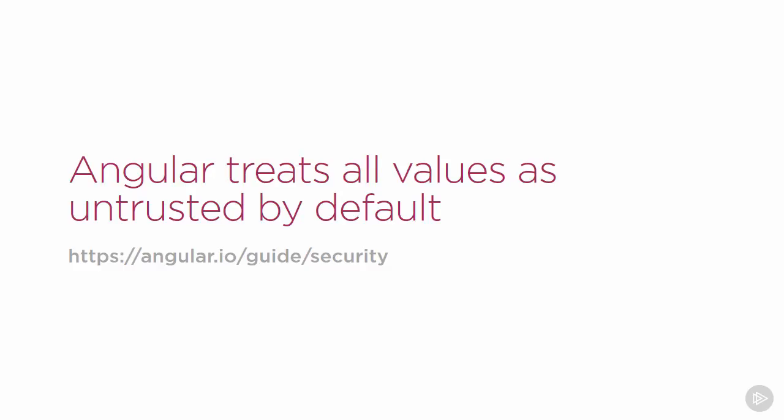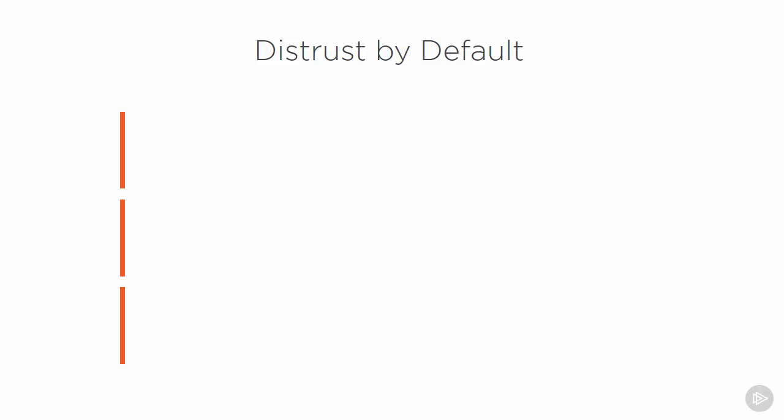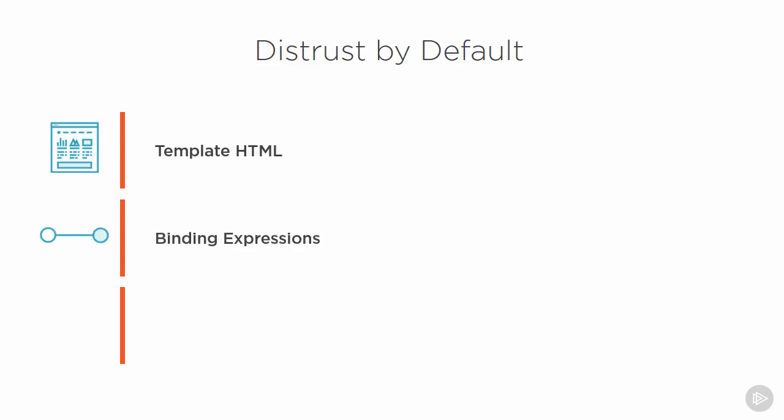This is Angular's default approach to security. Pretty straightforward. The answer to the question, does Angular trust this value, is no. Angular goes a step beyond just distrusting values from the user. Rather than try to blacklist all of the things it distrusts, Angular simply whitelists the small number of things it does trust, none of which are values. The things Angular trusts are your template HTML, binding expressions, and attributes. That's it.